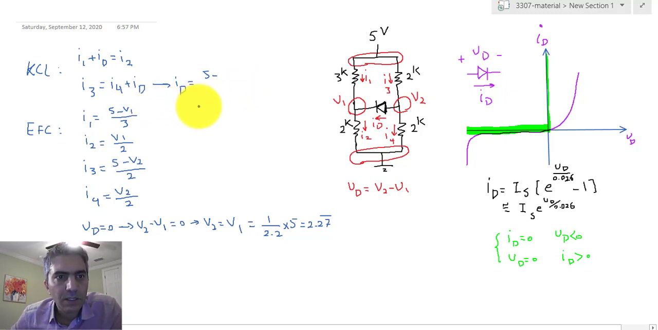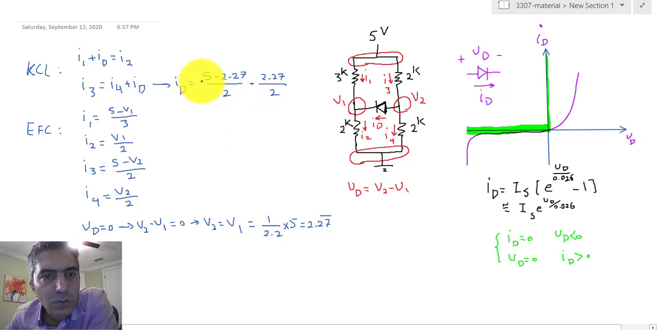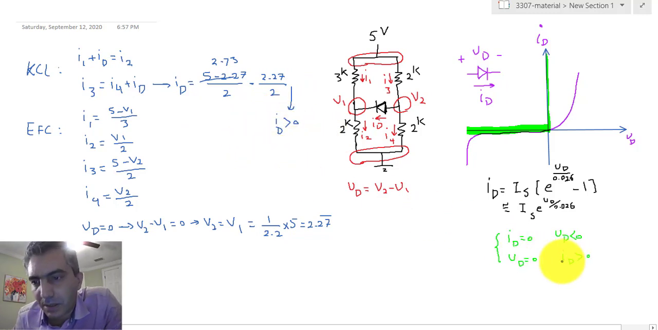So the ID would be I3 minus I4. Sorry. So I3 would be 5 minus 2.27 divided by 2, minus 2.27 divided by 2 again. So 5 minus 2.27 is 2.73. You can see 2.73 minus 2.27 is a positive number divided by 2. So ID actually from this equation turns out to be a positive number, and therefore our assumption obviously holds.